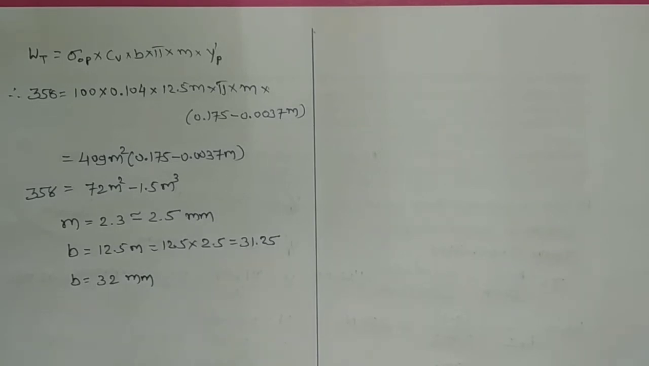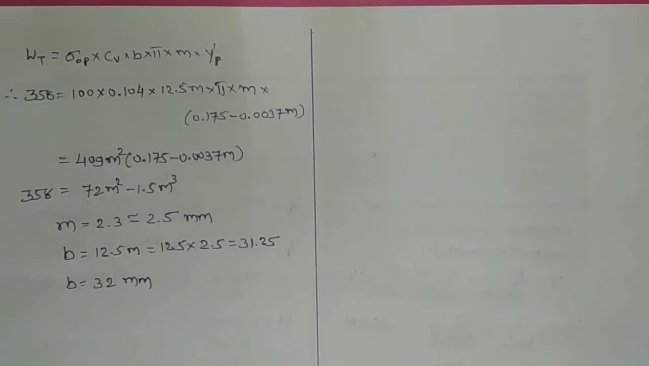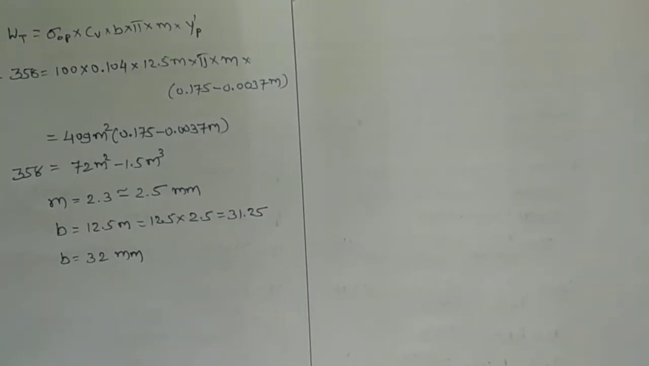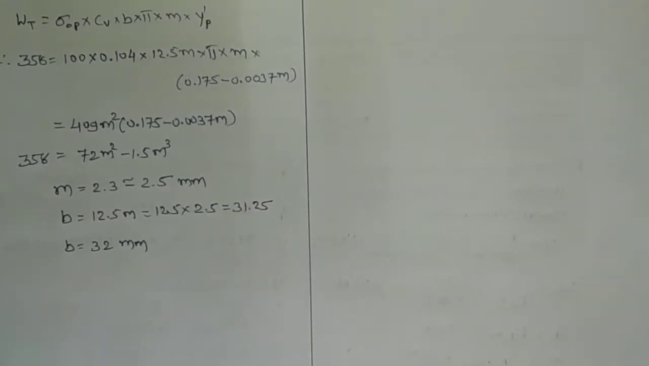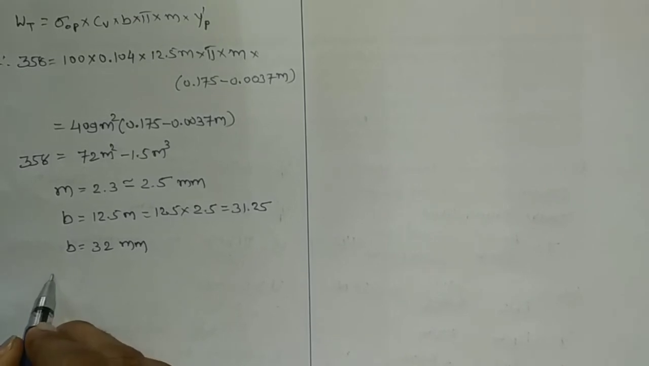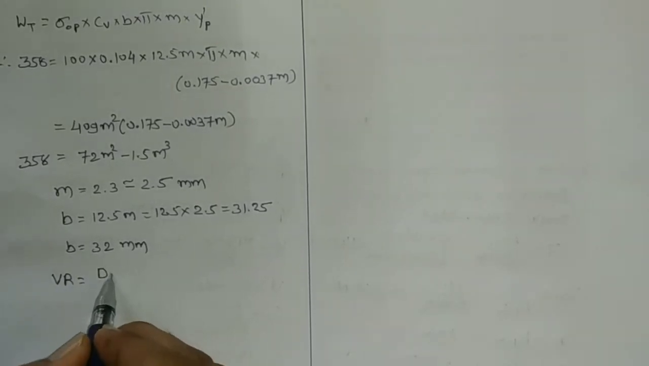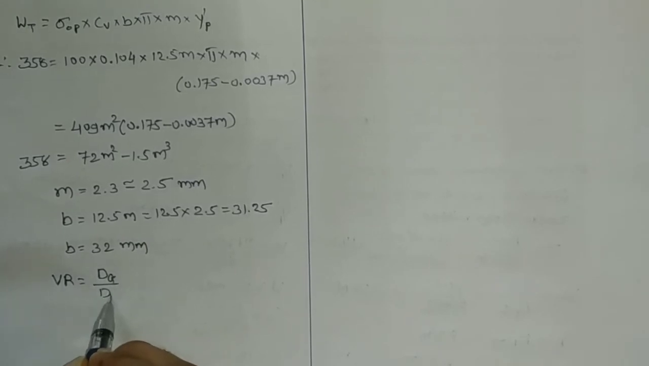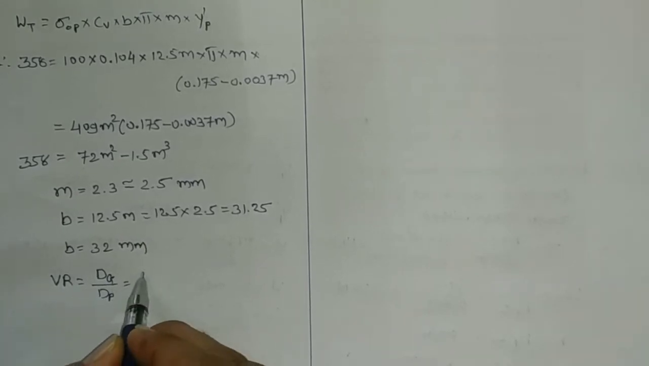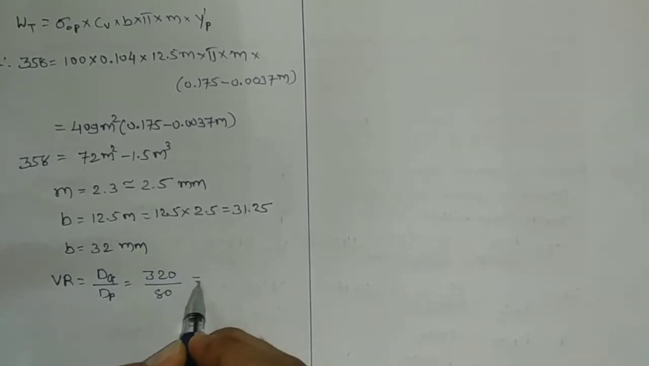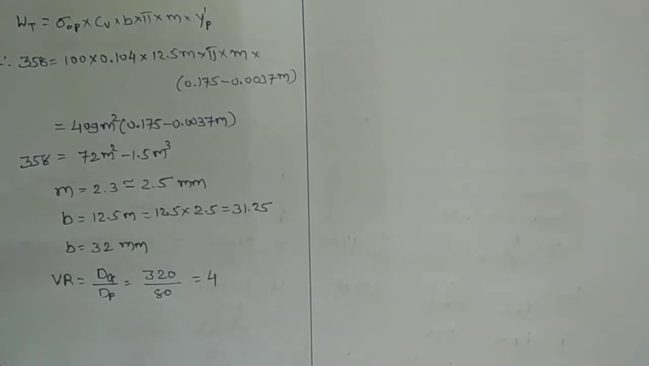So therefore, first of all, we have to find out the velocity ratio. Now check, we are in the wear. So velocity ratio VR is equal to dg by dp, so is equal to 320 by 80. So velocity ratio is equal to 4.